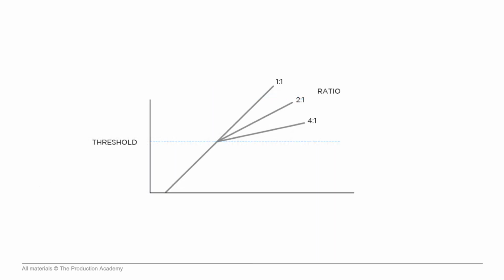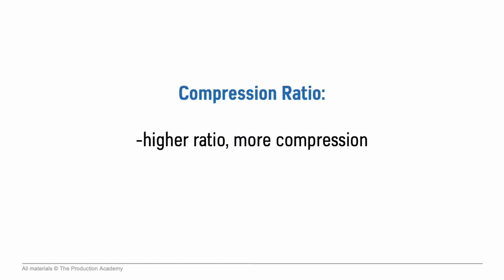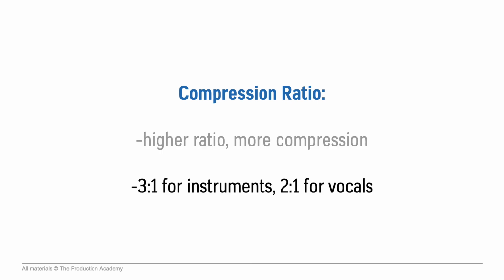Compressors also have a ratio setting, which determines how drastically the compressor kicks in. For example, a 2-to-1 ratio will give a pretty moderate amount of compression, and a 4-to-1 ratio will give you double. The higher the ratio, the more the compression. As a general rule of thumb, 3-to-1 for instruments and 2-to-1 for vocals is a great place to start.